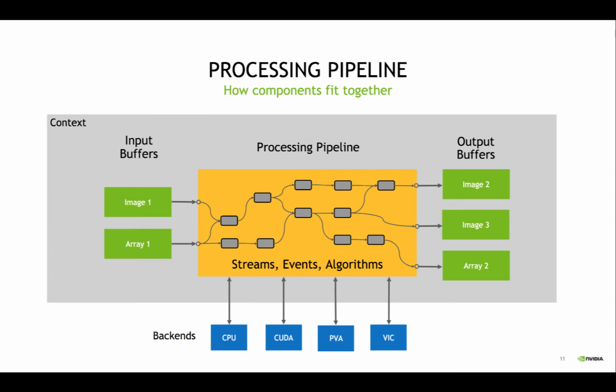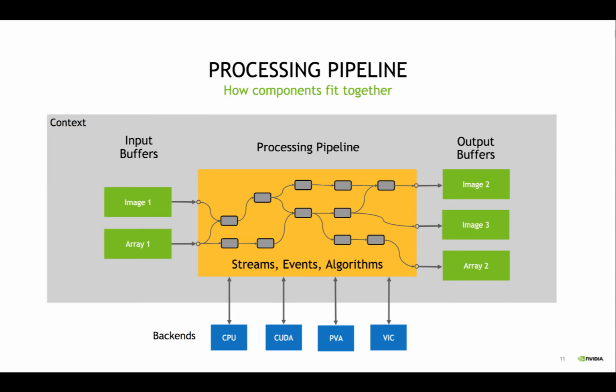Another way to think of pipelines is as a processing graph, where each node, the gray boxes in the figure, is an algorithm instance or an operation. The edges represent how the output of one algorithm is fed as input to another. So in this context, streams and events impose the correct sequencing of operations. We can see here also that each algorithm task is executed by one of the 4 available backends: CPU, CUDA, PVA, and VIC. Let's talk more about each one of them in the next slides.